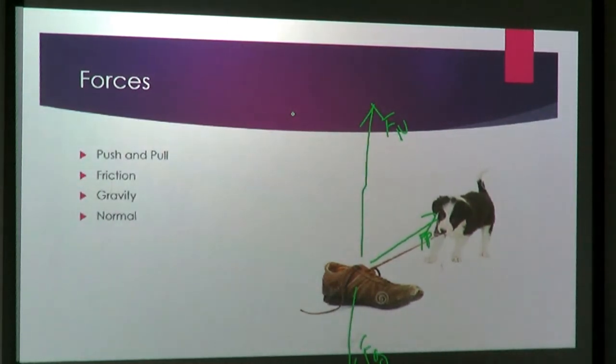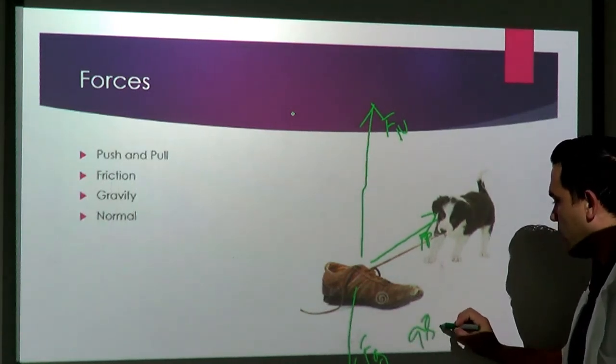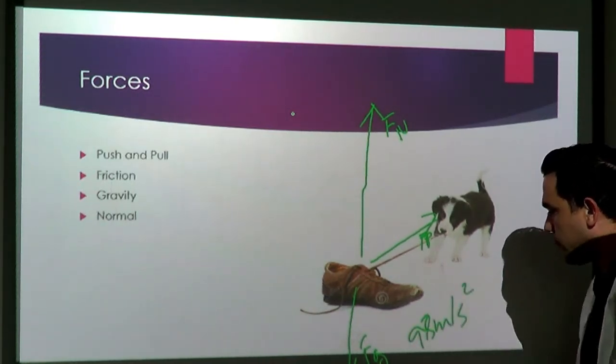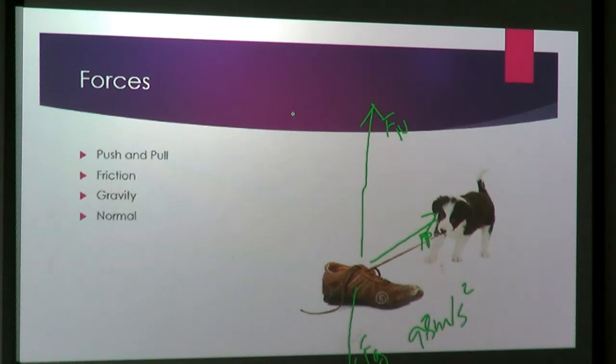That is a constant. Who remembers the number for the force of gravity? 9.8 meters per second squared. Perfect. Positive or negative? Negative, because it's going down. Okay, you got it. Gravitation is going to be negative.